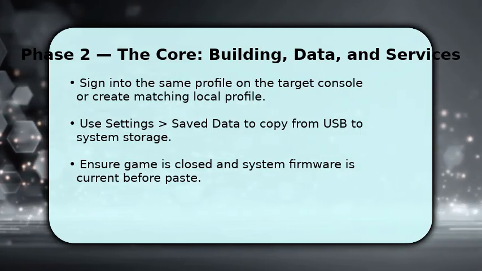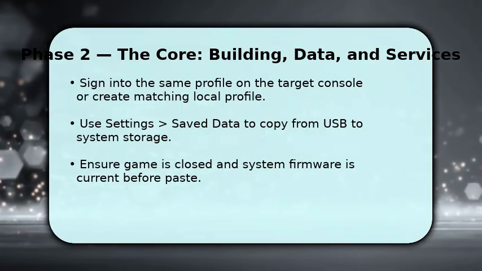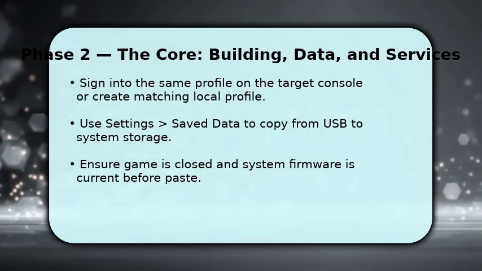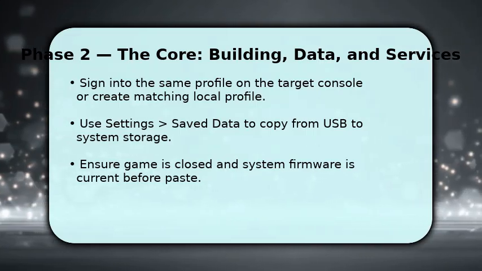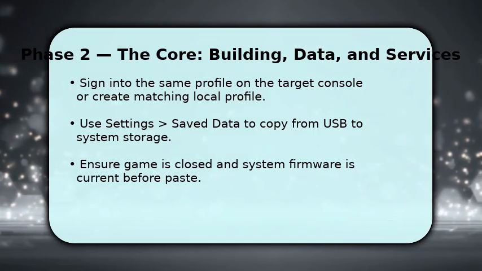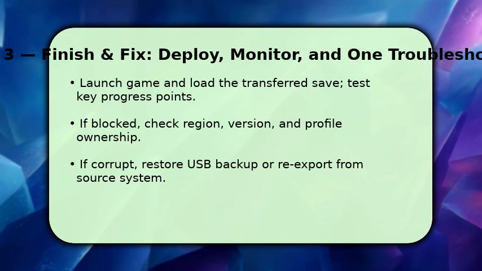Make sure the game is not running. Background sessions cause conflicts. After copying, start the game and check load slots. If the save doesn't appear, return to the previous step and confirm the file name and checksum match. Now launch Naruto Ultimate Ninja Storm and load the transferred save to confirm progress.